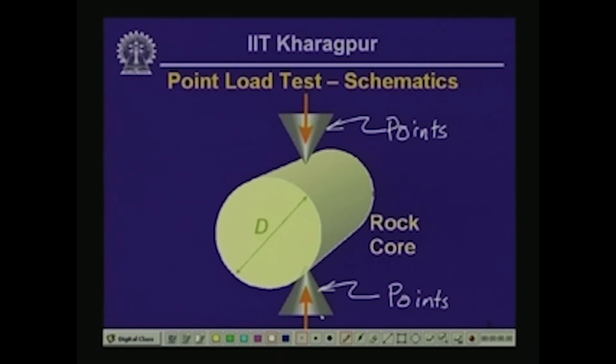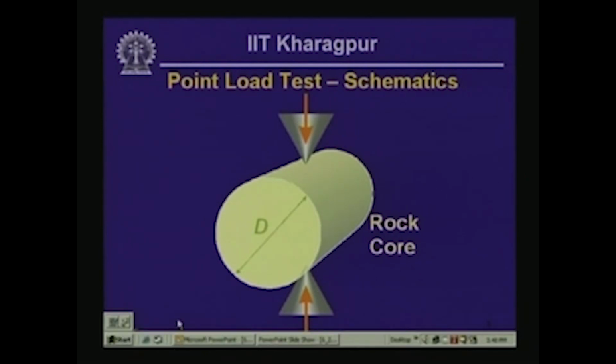They are brought near to each other, and in that process it tries to squeeze the rock sample, and a tension develops across the sample, and that ends up splitting the sample in the lateral direction. So, that is how this particular test is conducted. That is the schematic details of point load testing.